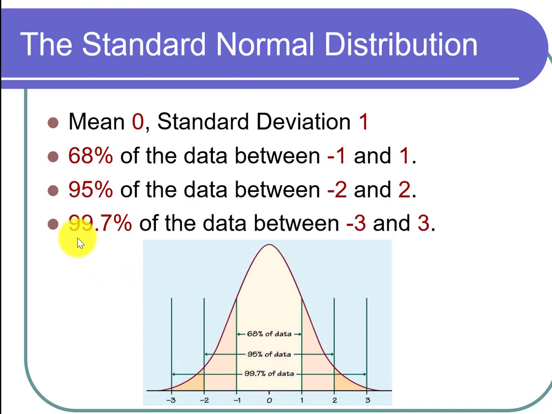And then finally, 99.7% of the data is between -3 and 3. So if we go from z from -3 to 3, then that will cover approximately 99.7% of the total area under this curve.